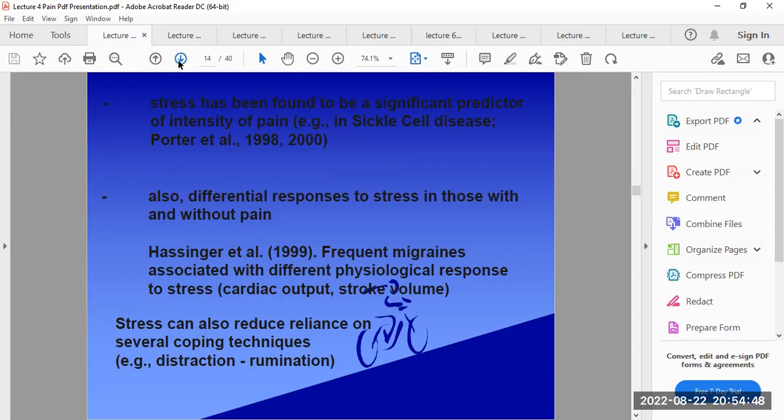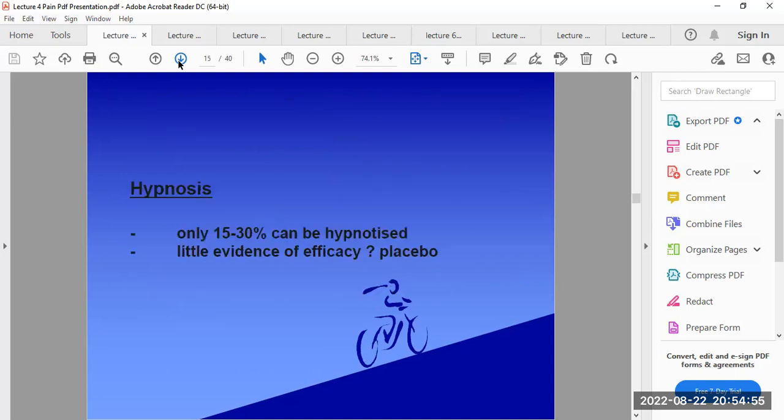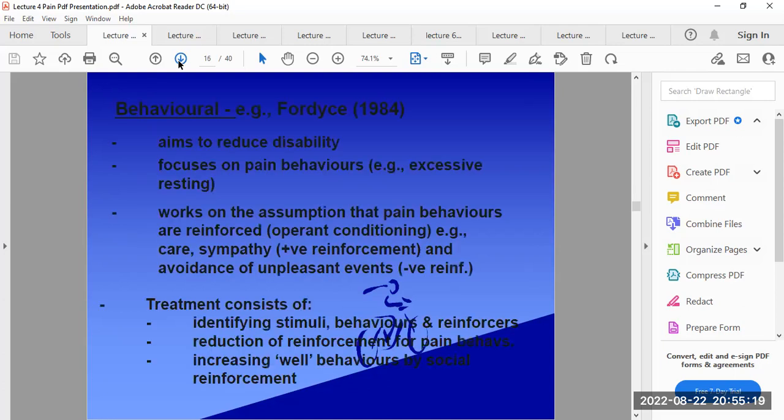So stress can also reduce reliance on several coping techniques. Distraction can also work well, as well as other counter aspects. Some say about 15 to 30% of people can be hypnotized. Among that 15%, some say there is little evidence about its efficacy, little scientific evidence, if I may say so, in terms of how hypnosis can work.